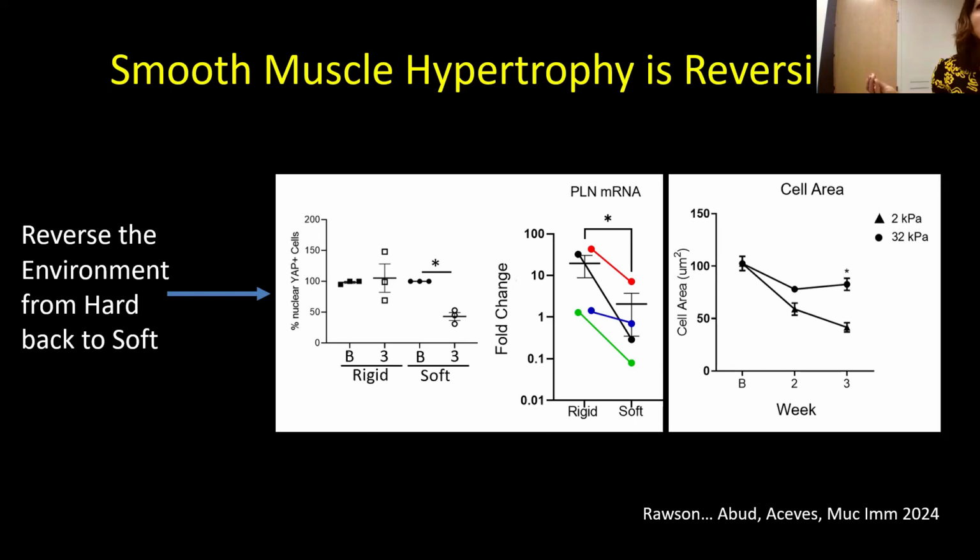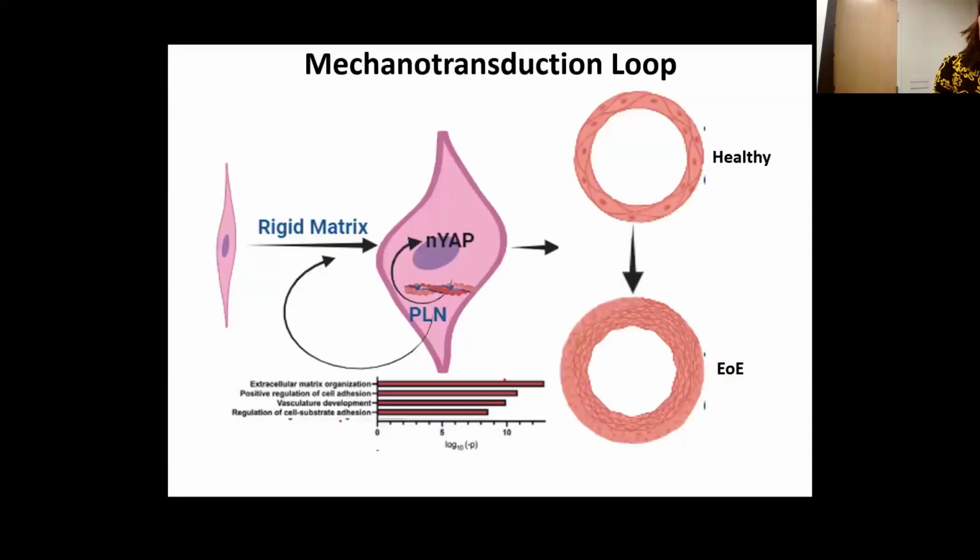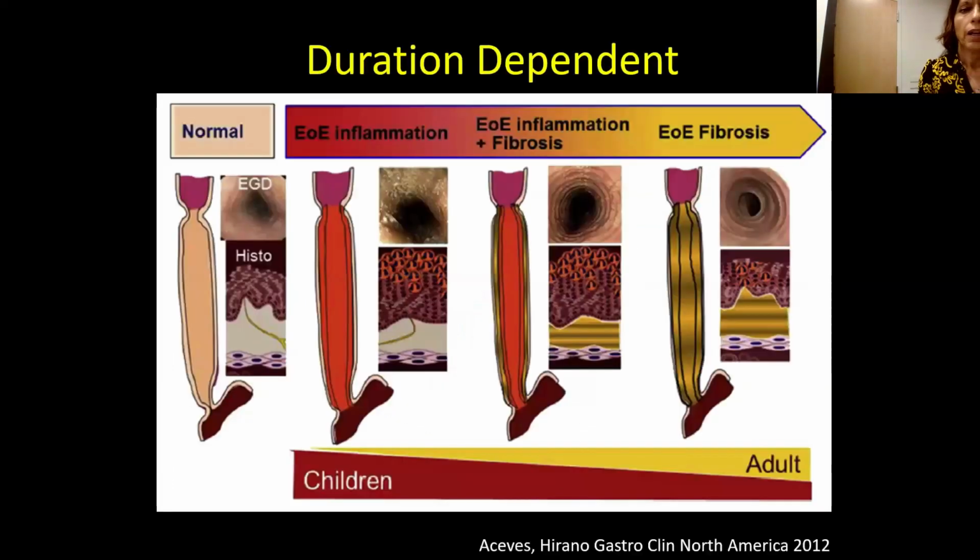And it does that by turning on PLN, or at least one way it does it, is by turning on PLN, stabilizing the actin cytoskeleton, trapping YAP into the nucleus, and now you've got this cascade for hypertrophy. So that's what this is telling you. So rigid matrix turns on YAP, turns on PLN in this feed forward loop that turns a healthy esophagus, we think, into a more hypertrophic EOE esophagus.